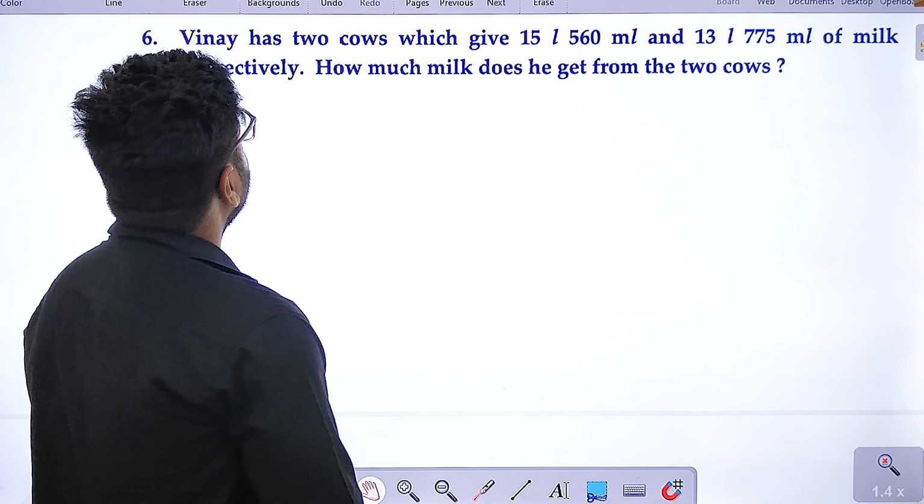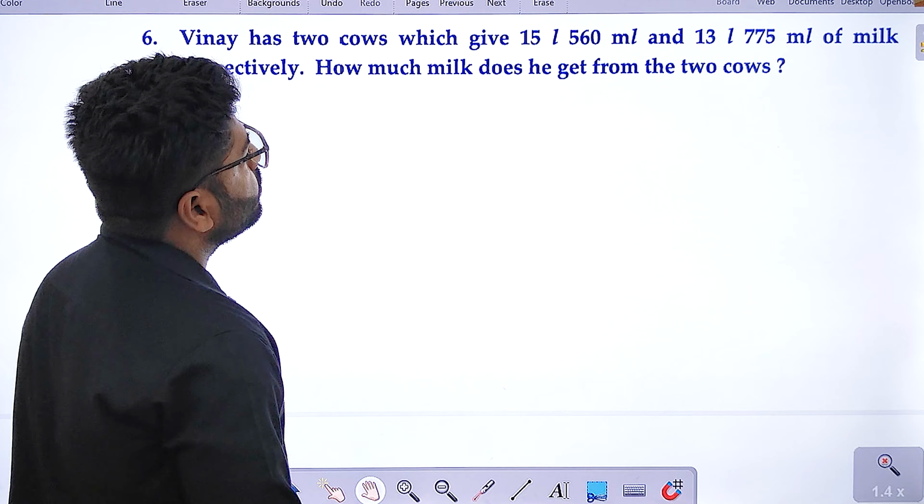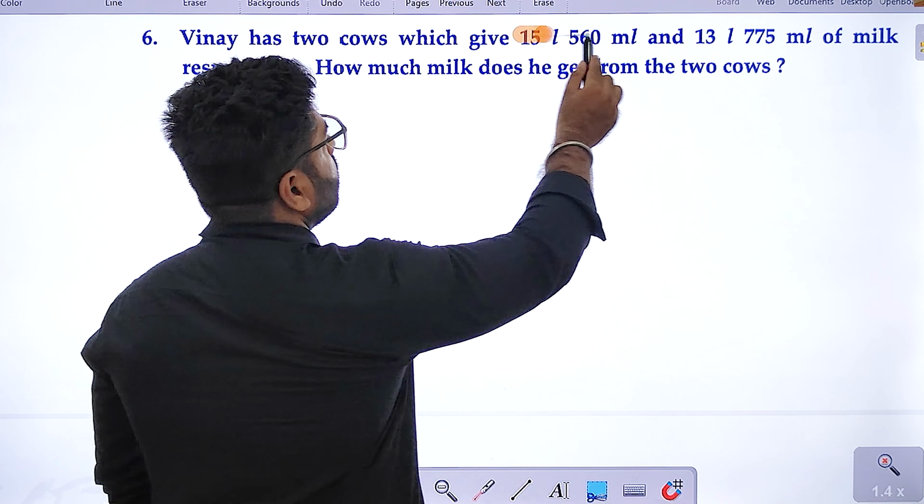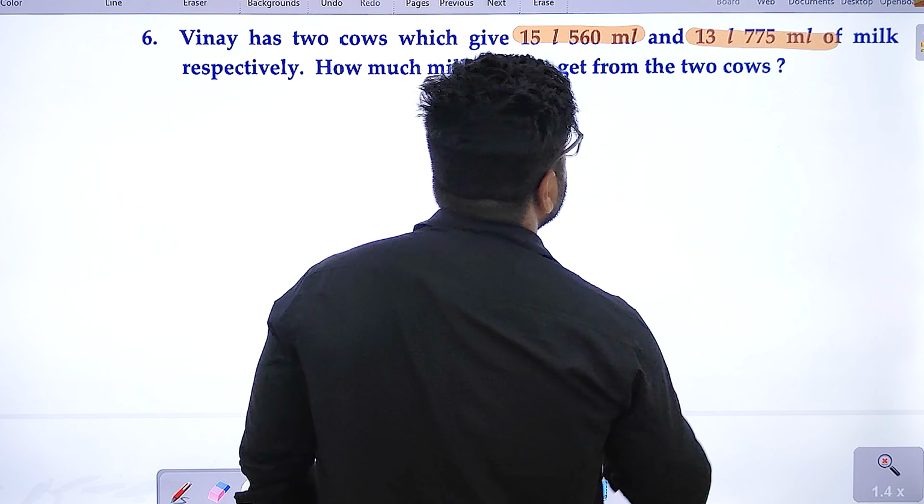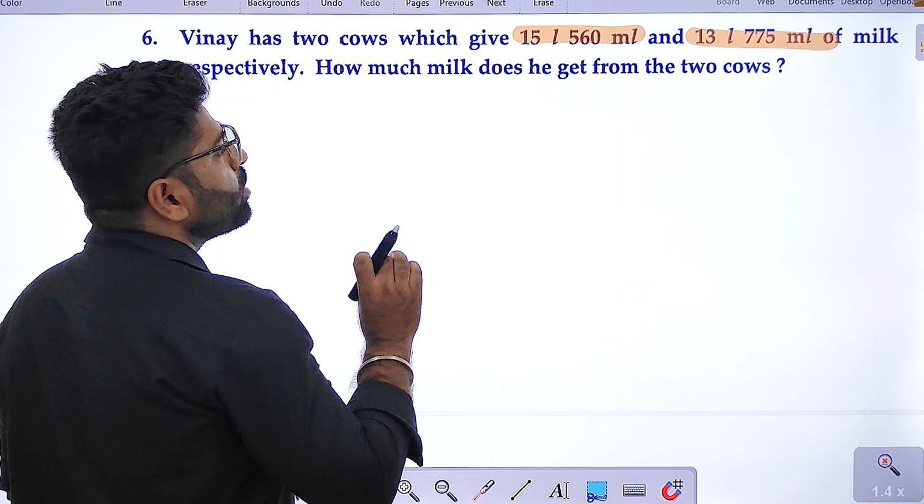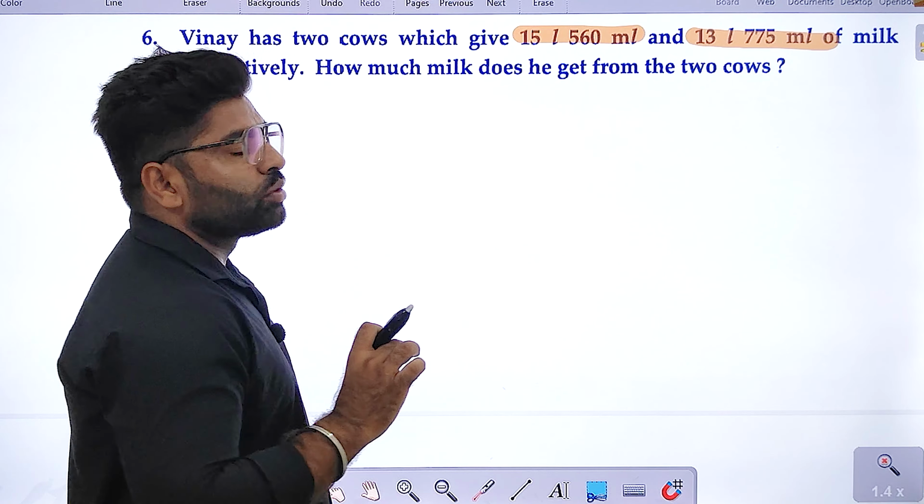Here we are having: Winnie has 2 cows which give 50 liter and 560 milliliter and 13 liter and 755 milliliter of milk respectively. How much milk does he get from 2 cows?